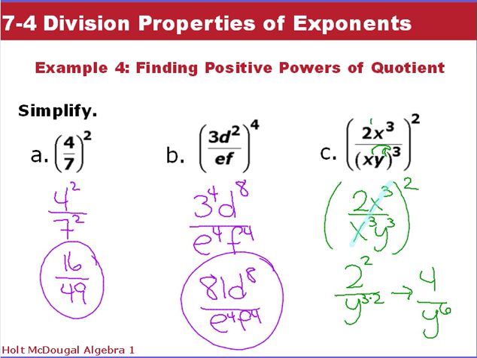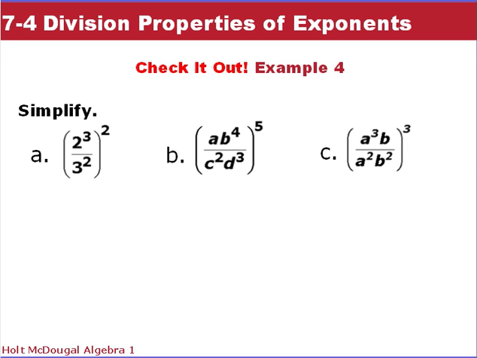So now we know we have an x cubed on top in the numerator, x cubed in the denominator. Those will simplify to just be 1, leaving us with 2x squared y cubed, times 2, distribute the exponent, giving us 4 over y to the 6th. So when you can simplify within, always do that first and work your way out, order of operations. Here are your 3 check it outs. Good luck.